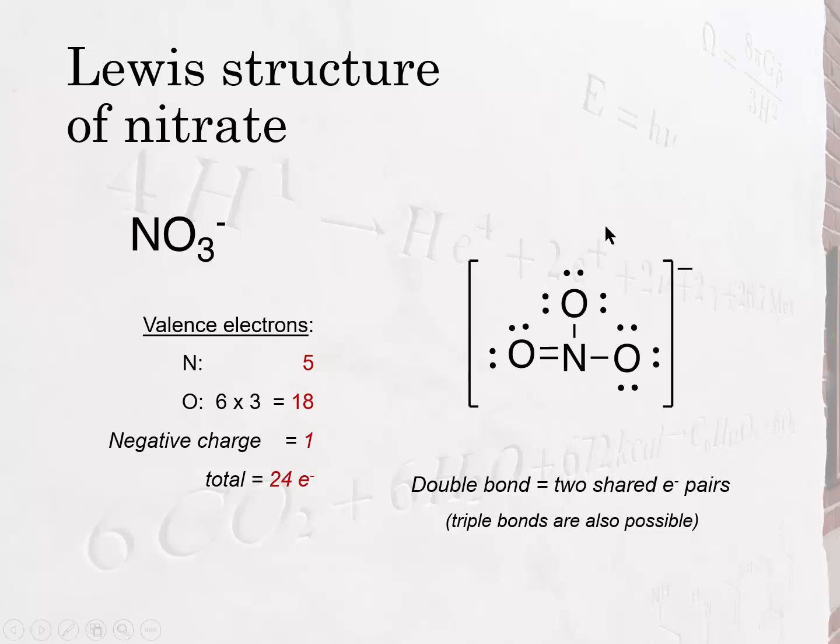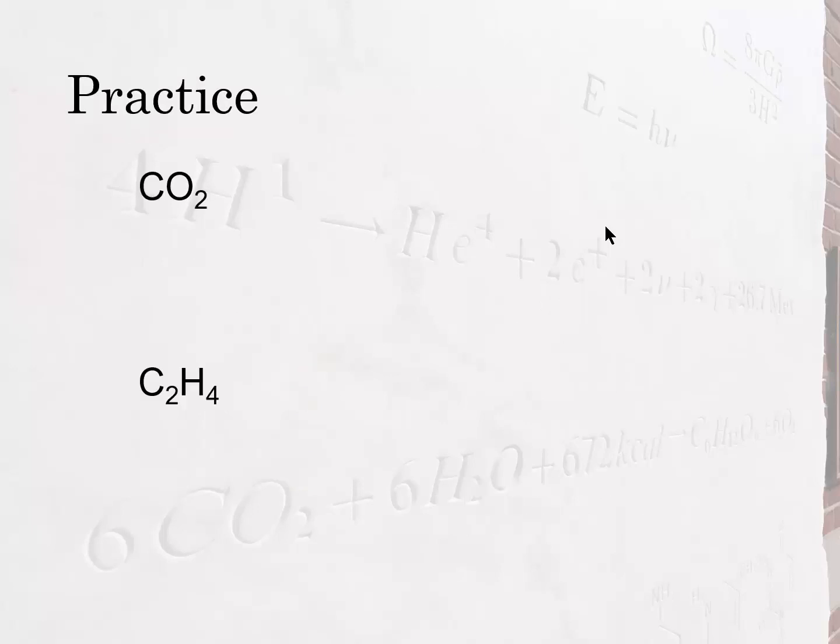The Lewis structure of nitrate is complete once I add a set of brackets and a minus sign to indicate a net negative charge on the molecule. Now pause the video and try writing Lewis structures for CO2 and C2H4.